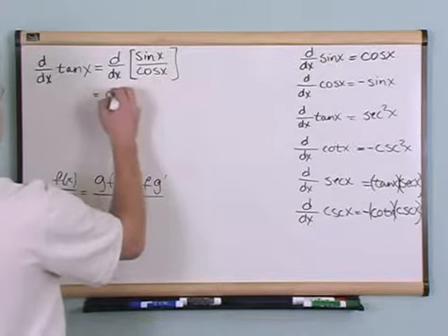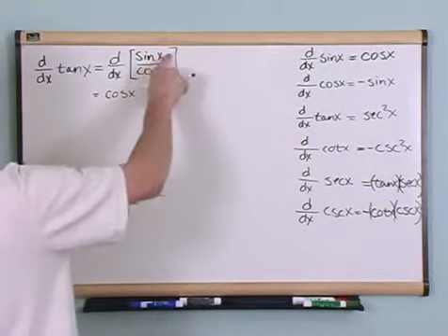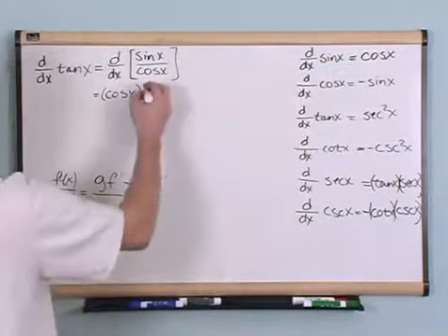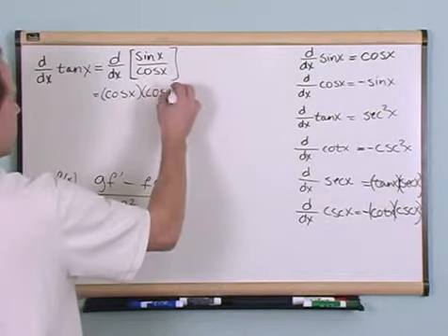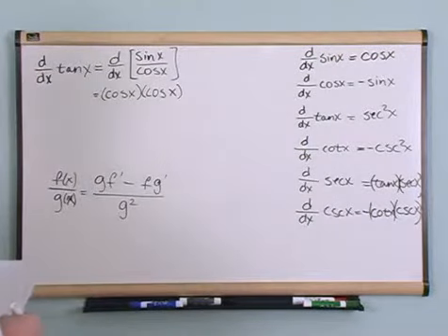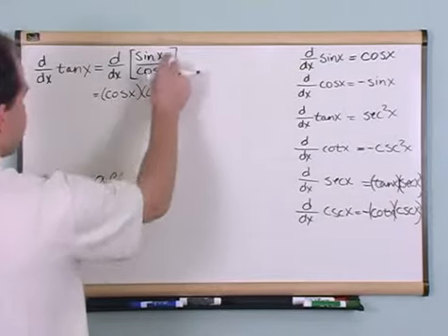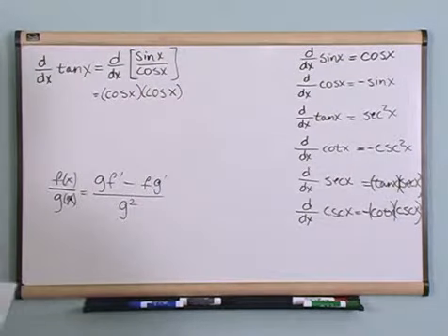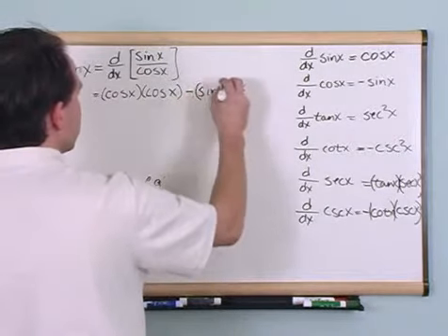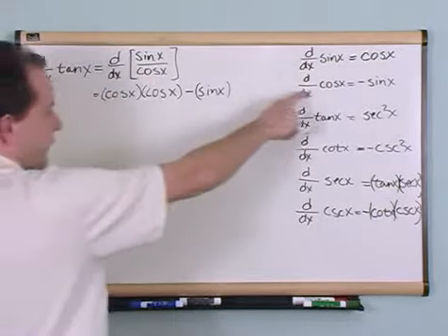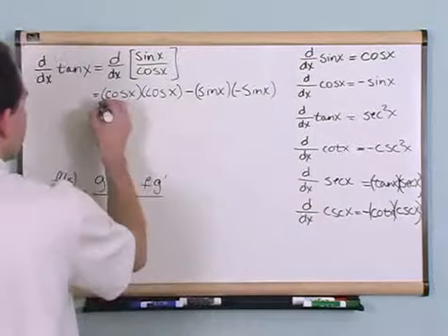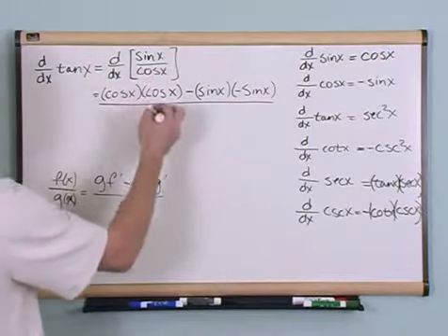The bottom is cosine, okay, times the derivative of the top. The derivative of sine is cosine. Okay, you're just going to have to believe me there and use some of the identities that are given and laid out before you. Bottom times the derivative of the top. Derivative of the top is cosine, minus the top, which is sine of x, times the derivative of the bottom. The derivative of cosine is negative sine. So it's going to be negative sine here.